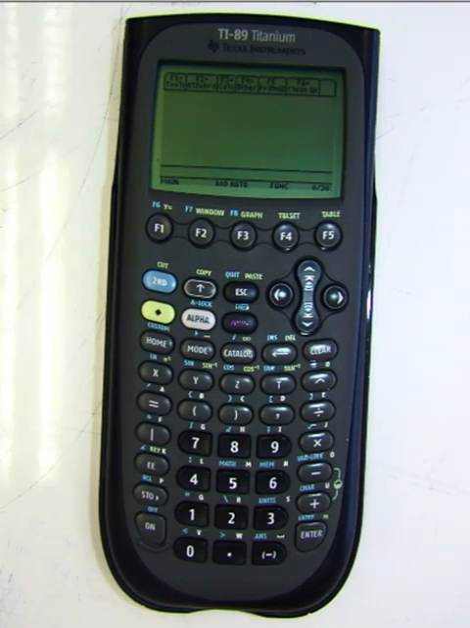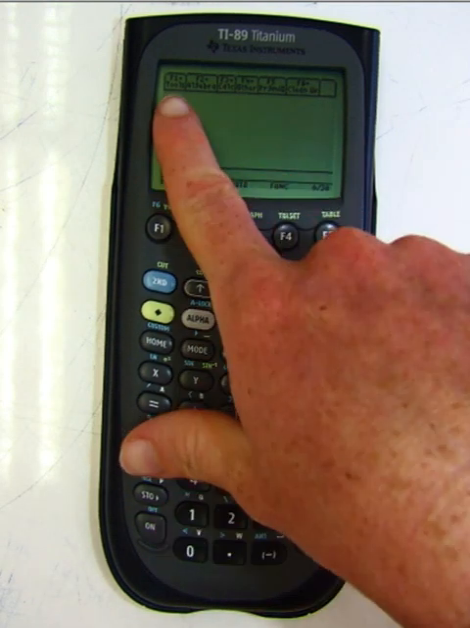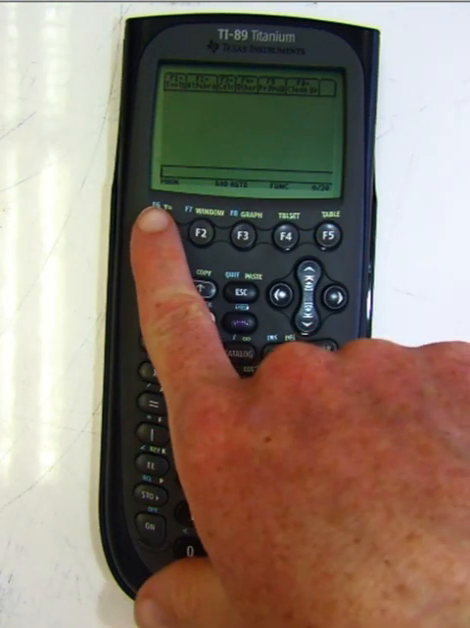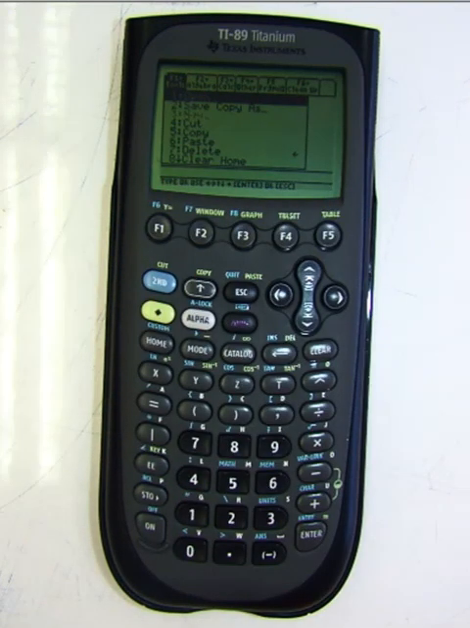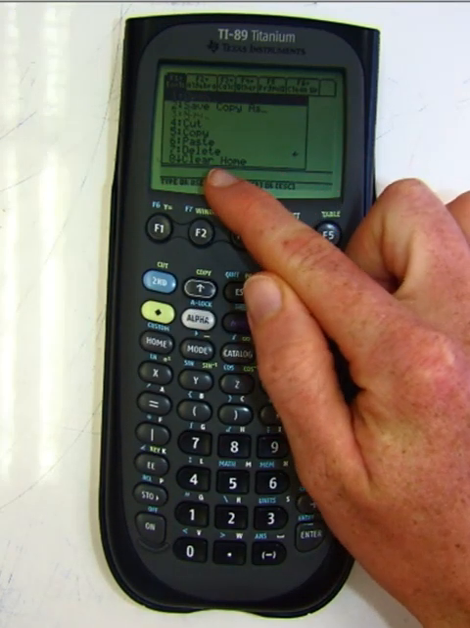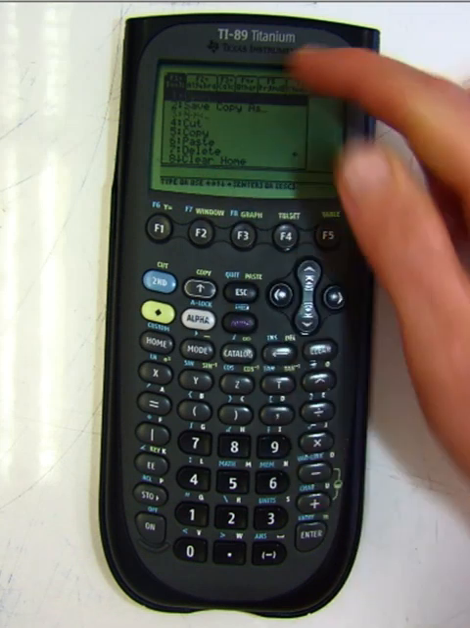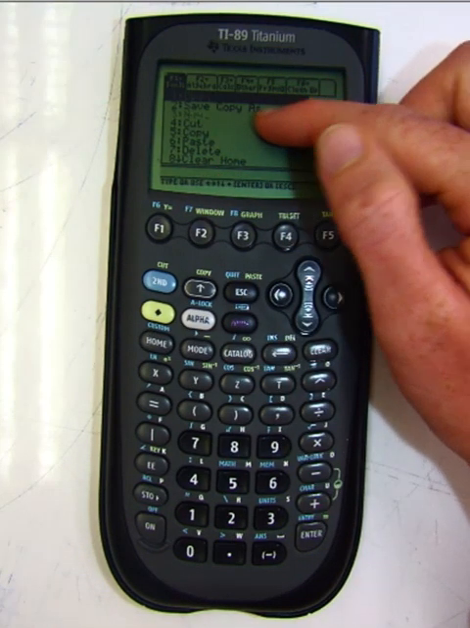Now, yours may have a bunch of stuff already there. If you're like me, you don't like to look at all of that. So if you ever want to clear that out, hit the F1 button, it's your tools. F1's up there at the top where y equals usually is. Let's just go down the list.